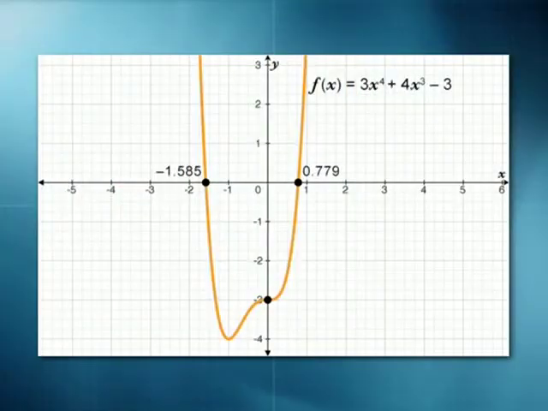0.779. In fact, it's even more interesting. If you graph this curve, and here's a picture of that fourth degree polynomial, it has two zeros, and one of them is 0.779, the one we talked about between 0 and 1, and that's an approximation of the zero. And there happens to be another one over there between minus 2 and minus 1, and that zero is approximately minus 1.585.